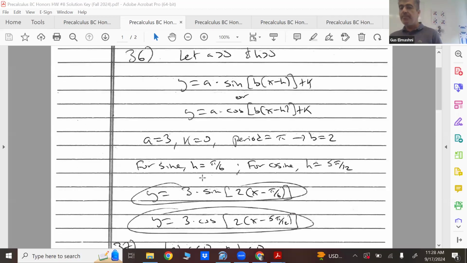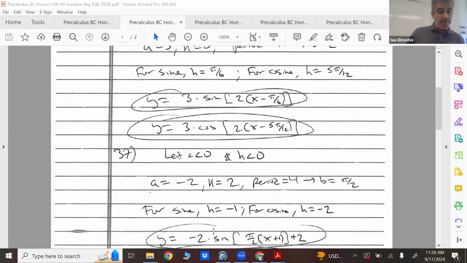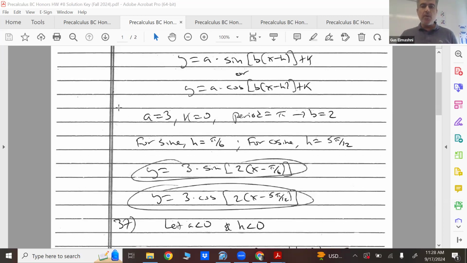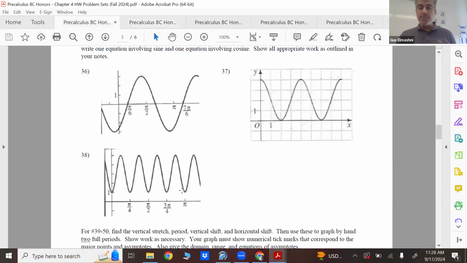Remember, I imposed a condition that I want A and H to be positive for 36, A and H to be negative for 37, A positive and H negative in 38. And the graphs themselves are right here, so kind of toggling back and forth.